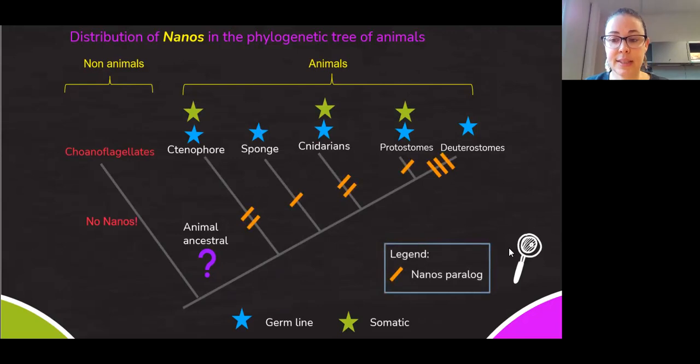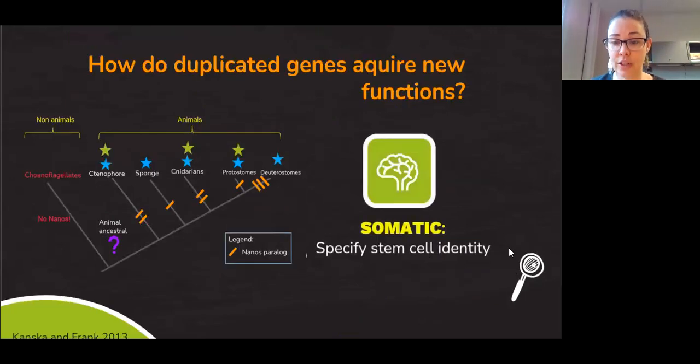Interestingly, it appears that most of these animals also have two copies of this gene, one copy involved in the germline and the other providing a somatic function, suggesting that this gene has duplicated and given rise to a new function. So in general, we are interested in understanding how duplicated genes acquire new functions.